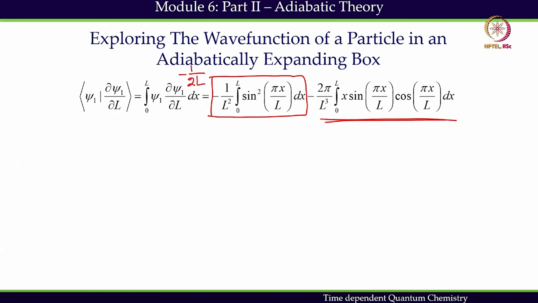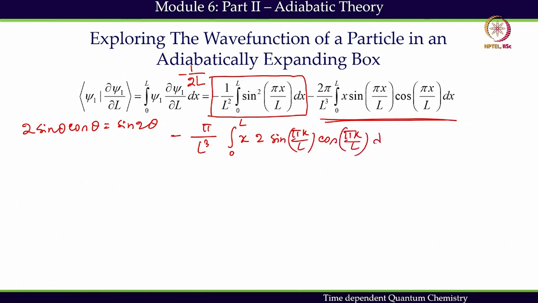Now we are looking at this integration. In order to do this integration, we will be able to write down 2 sin theta cos theta equals sin 2 theta. So, this part can be rewritten as sin 2 theta. So, I will be able to write down 1 by 2 pi by L cube, 0 to L, this 2 will be taken inside. I have x, then 2 sin pi x by L cos pi x by L dx.